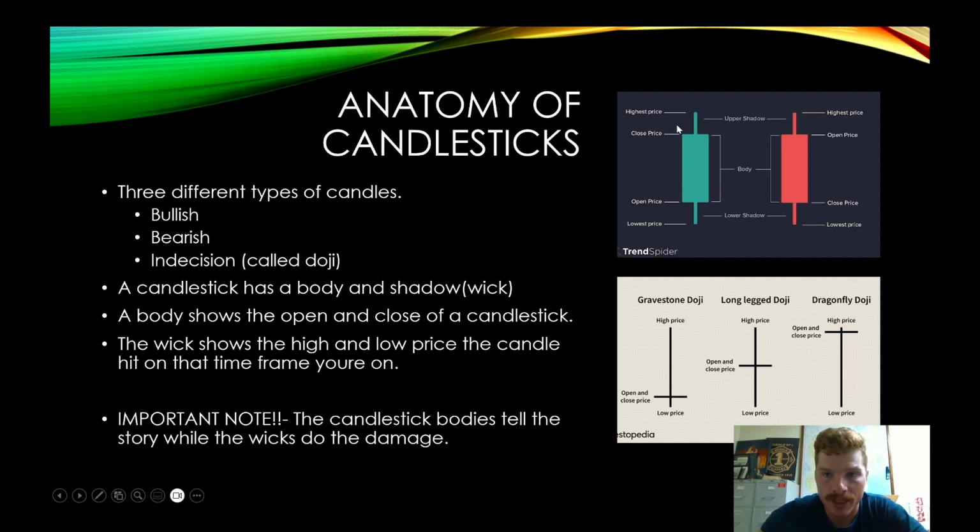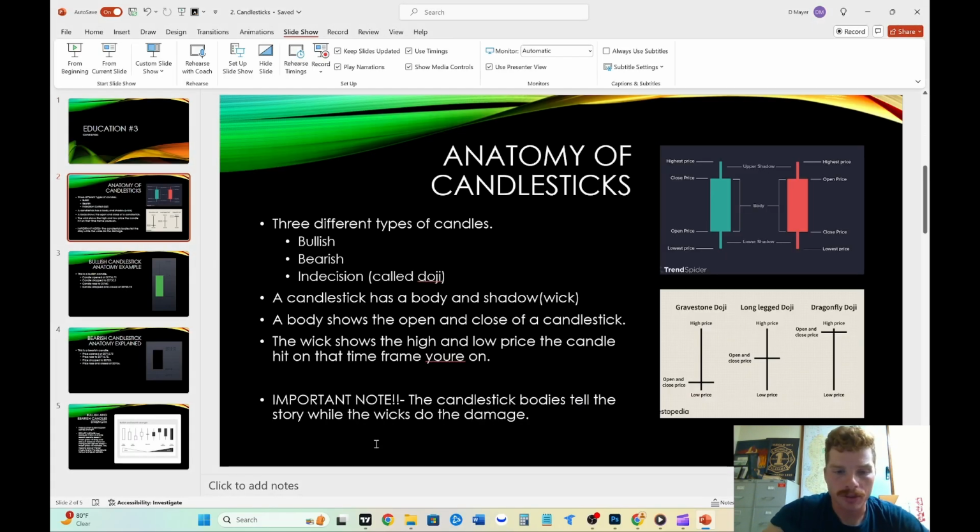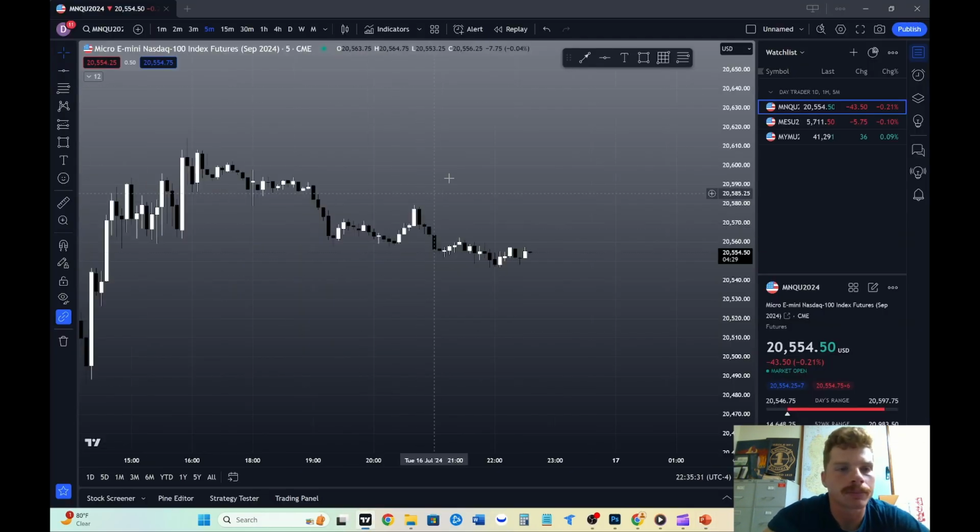So this is a bullish candle, a bearish candle, and these are all called dojis. The open and close price of that candle are close to the same exact price. I will show you an example. Actually, you know what? Let's go ahead. Let's go to, here we go.